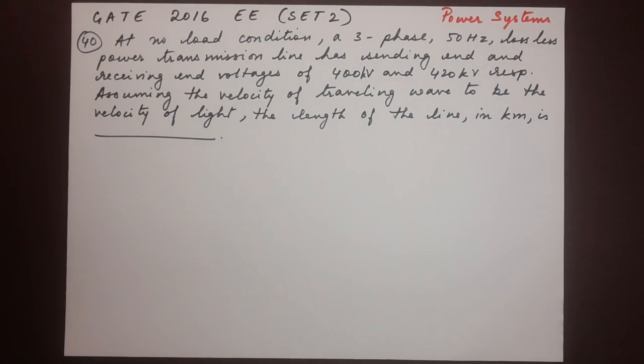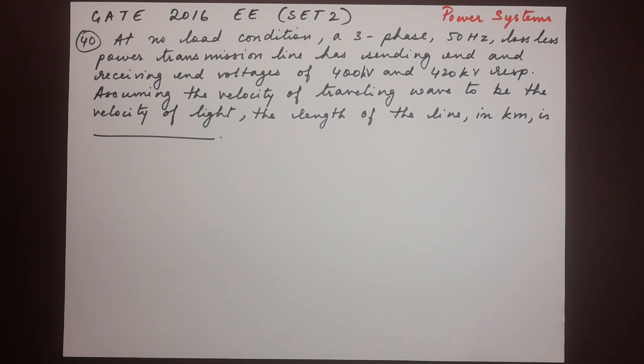Here's the next question, number 40. At no load condition, a 3-phase 50 Hz lossless power transmission line has sending end and receiving end voltages of 400 kV and 420 kV respectively. Assuming the velocity of travelling wave to be the velocity of light, the length of the line in kilometers is dash.